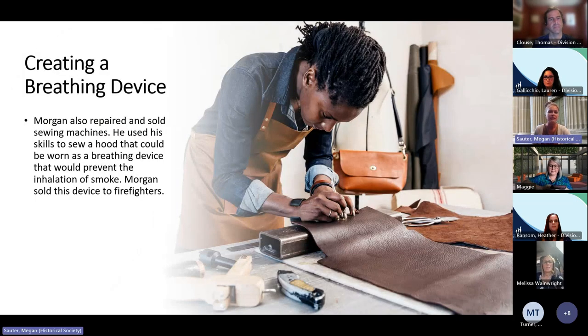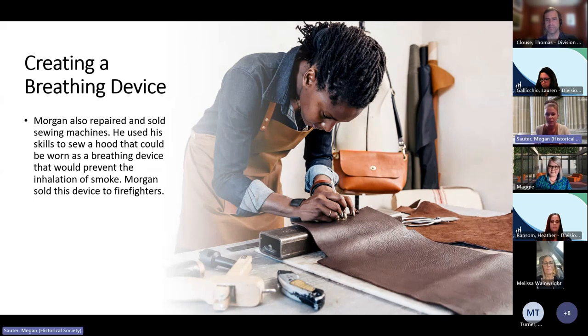In creating a breathing device, which we will dive into, Morgan also repaired and sold sewing machines. He used his skills to sew a hood to go over your head that could be worn as a breathing device that would prevent the inhalation of smoke. Morgan sold this device to firefighters. So he had to have his own lab or shop, which means he also ran his own business and was an entrepreneur. And to sell your own invention, what do you have to do to protect your design?